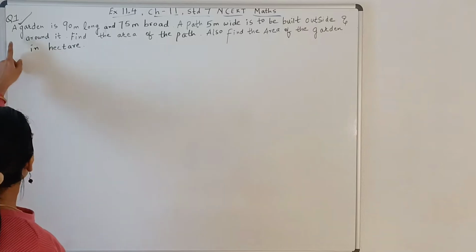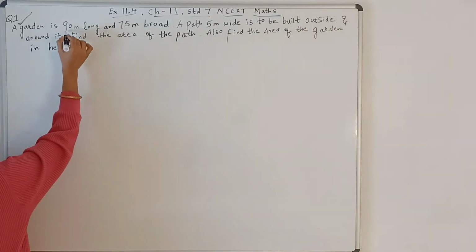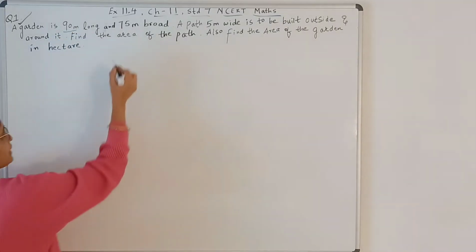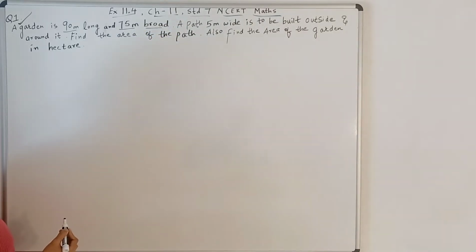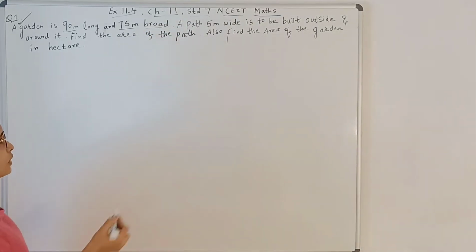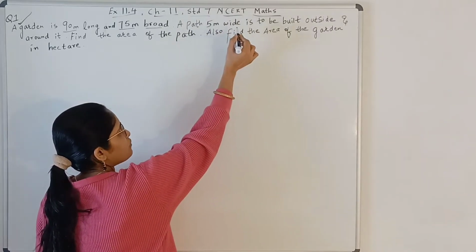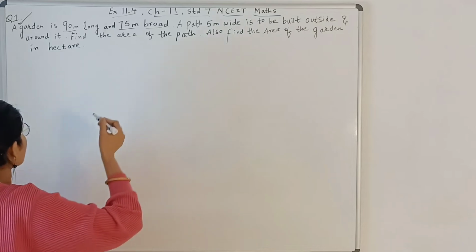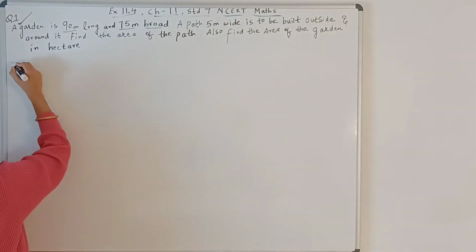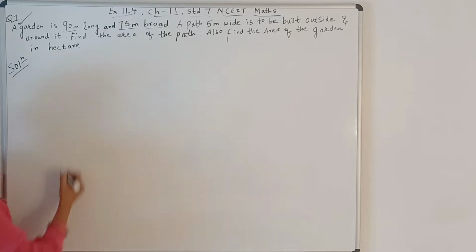a garden is 90 meter long and 75 meter broad. So the length and breadth of the garden is given to us. A path 5 meter wide is to be built outside and around it. First of all, let us draw a rough figure for understanding the question.